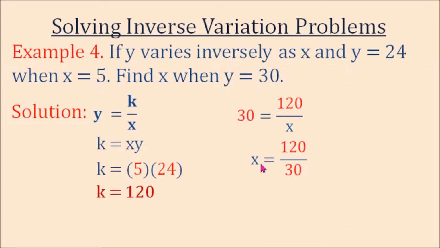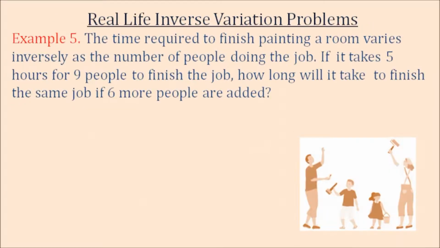So we have x equals 120 over 30. And 120 over 30 equals 4. So this is our answer. X equals 4. The next thing that we are going to learn here is to solve real-life inverse variation problems.